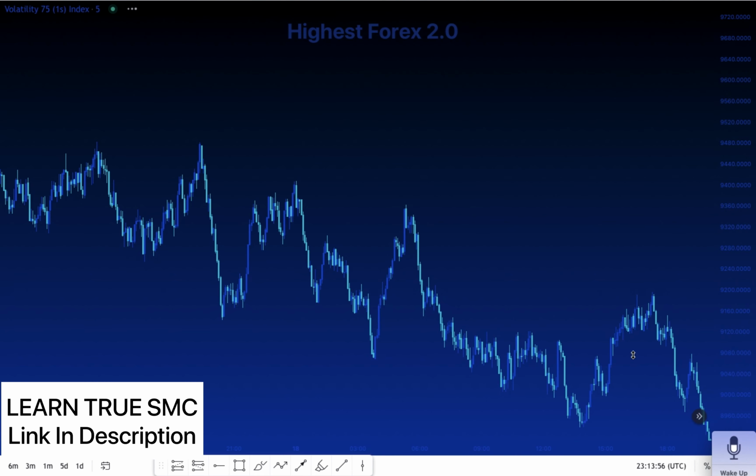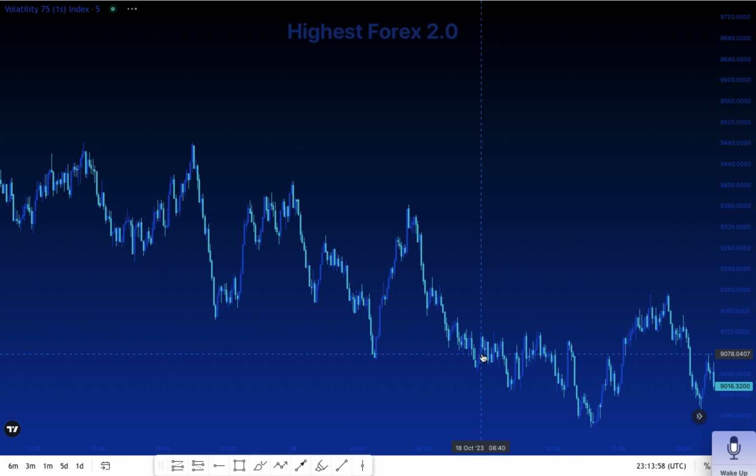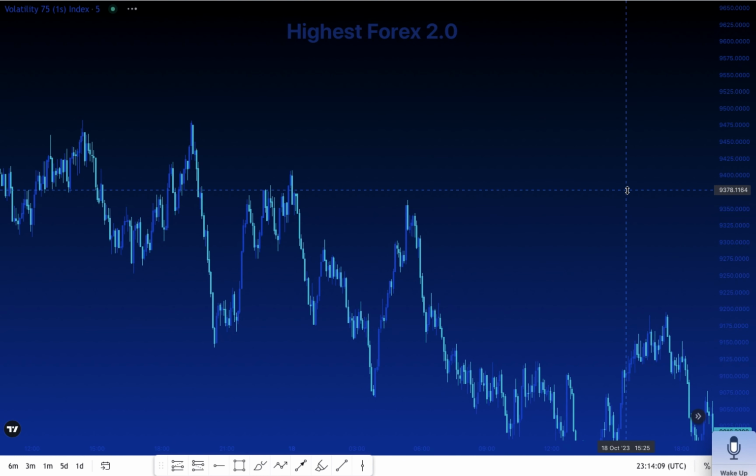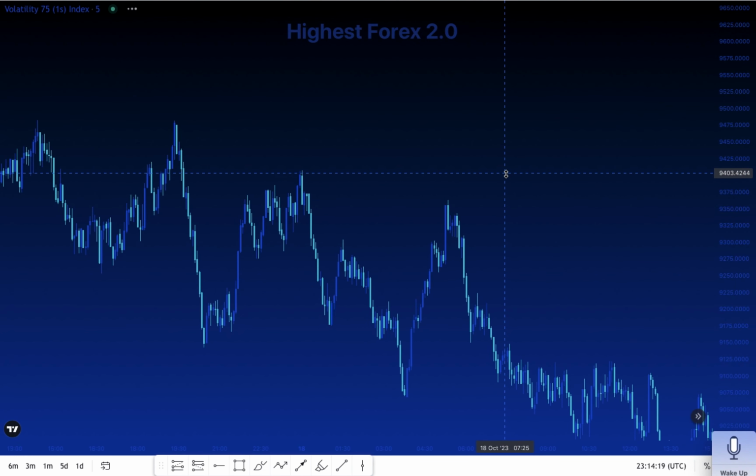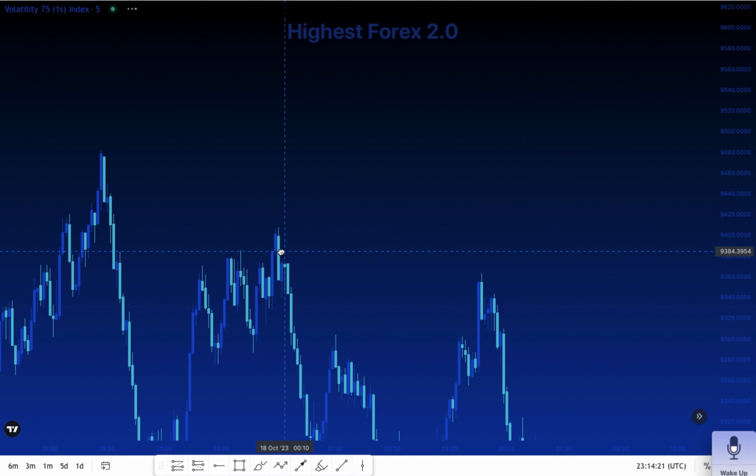Now you can see clearly we are in a downtrend. From our criteria, number one is that we're in a downtrend, so we should be looking for what? A bearish order block. And a bearish order block is defined as the last bullish candle before the push to the downside. Now if I look at the last bullish candle here, let's start from this.